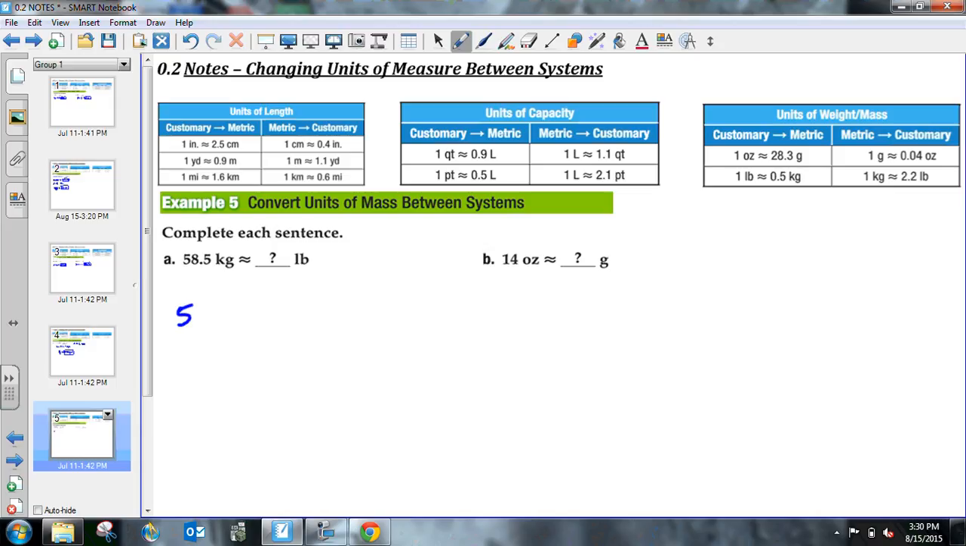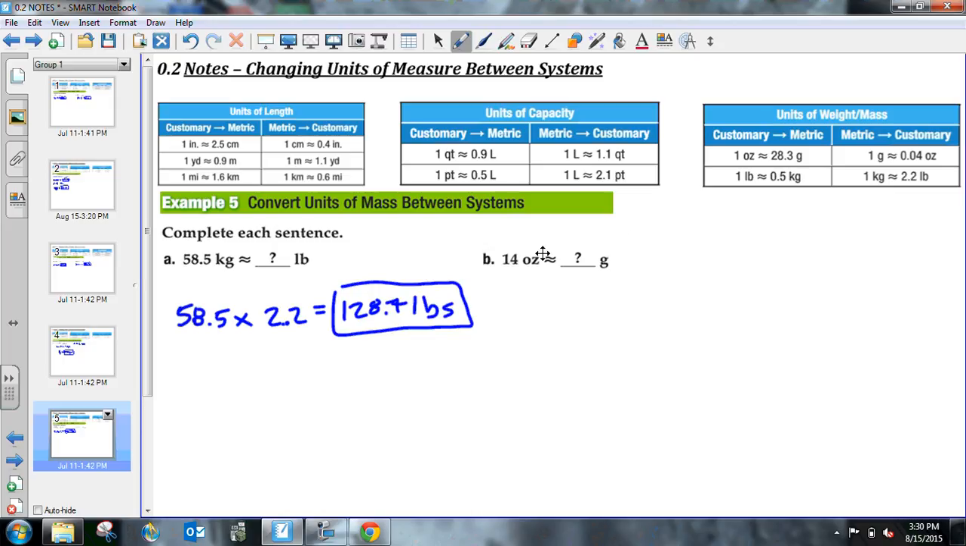So 58.5 times 2.2. Let's do that. I'm going to multiply those together, and I've already done these, so, oh dear. I think that's 128.7 pounds. Okay, so that was pretty easy.